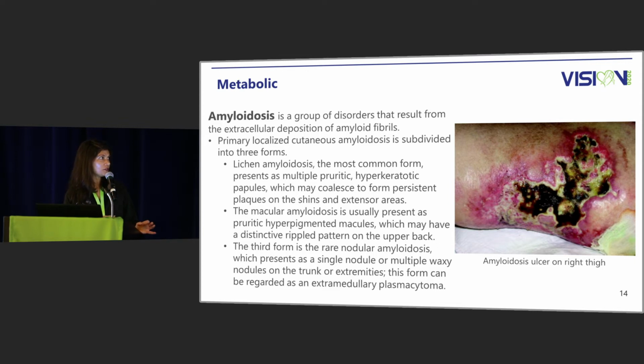Amyloidosis, this is a group of disorders, and there are 3 separate types. Lichen amyloidosis is the most common, and it presents as multiple pruritic hyperkeratotic papules, which coalesce usually in the area of the shin or extensor areas. The macular form presents as hyperpigmented macules, usually on the upper back. And the third, but the rarest form, is nodular amyloidosis, which presents as a single nodule, or multiple waxy nodules on the trunk and extremities.